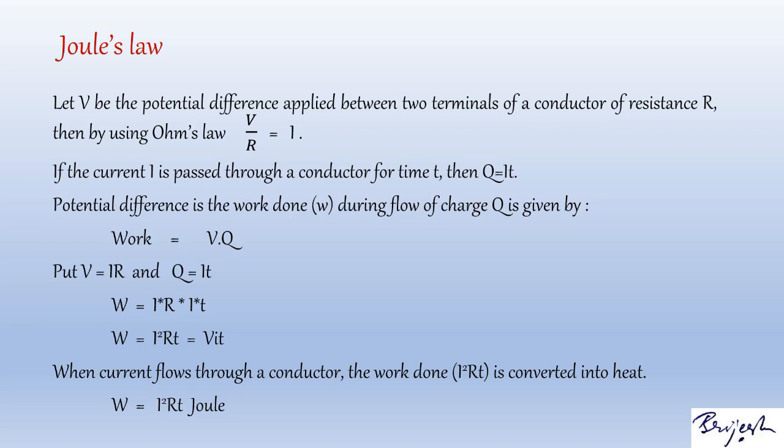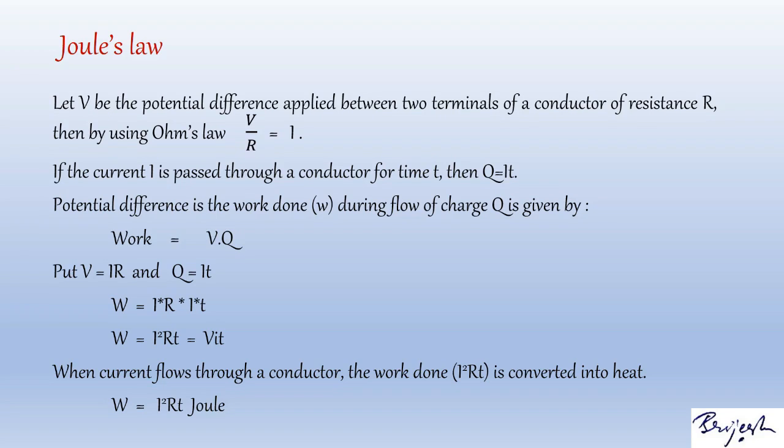Potential difference is the work done during the flow of charge. So V equals W by Q, therefore W equals V into Q. From the above relation we can substitute V equal to IR, and for Q we substitute I t. So we get W equal to IR into I t, that is I square R t. But IR equals V, therefore W equals V I t.